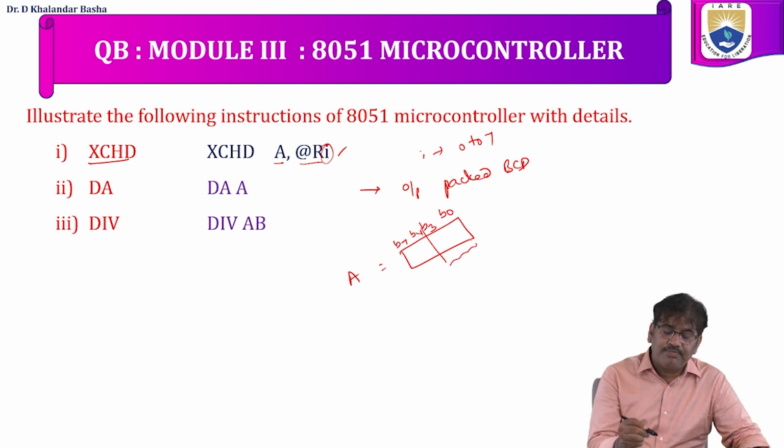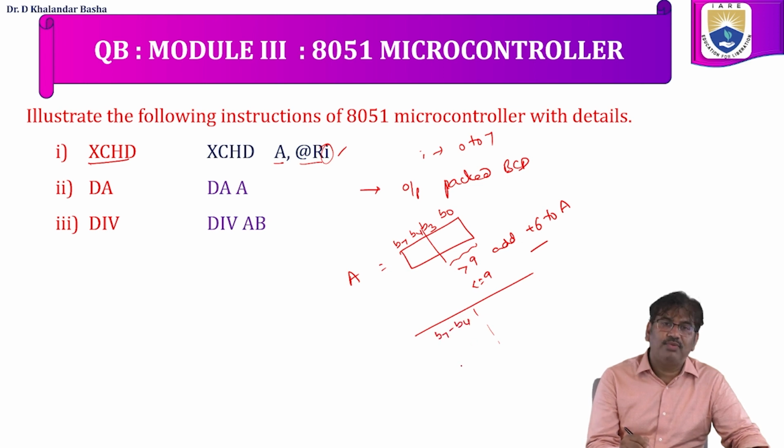First it will examine the lower 4 bits. If it is greater than 9, then add 6 to the accumulator contents. If it is less than or equal to 9, no change in the lower 4 bits. Once we examine the lower 4 bits, it will examine the upper 4 bits, from bit 7 to bit 4. If it is greater than 9, we have to add 6 to the upper nibble. If B7 to B4 is less than or equal to 9, no change in the data.